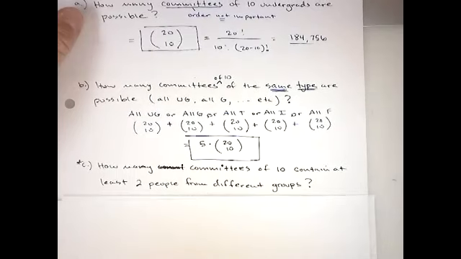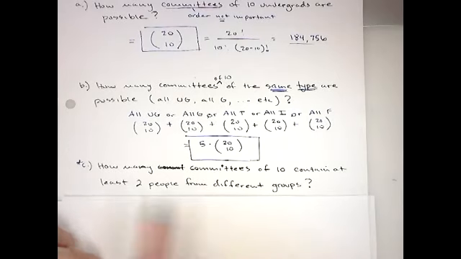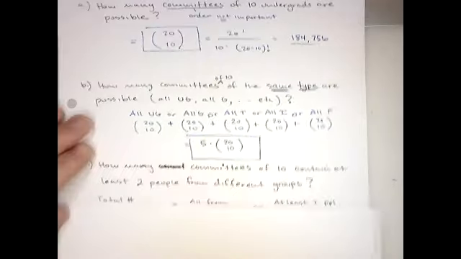Okay, now here we go. How many committees of 10 contain at least 2 people from different groups? Okay, so maybe you have 8 graduate students and 2 transfer students, or 2 undergrads, 2 grads, 2 transfers, 2 internationals, and 2 faculty in your committee of 10 people, which would seem to be the most logical thing to do. But anyhow, that's a lot. We're trying to count the number of ways we can get a committee of 10 where we get at least 2 people from different groups, okay?